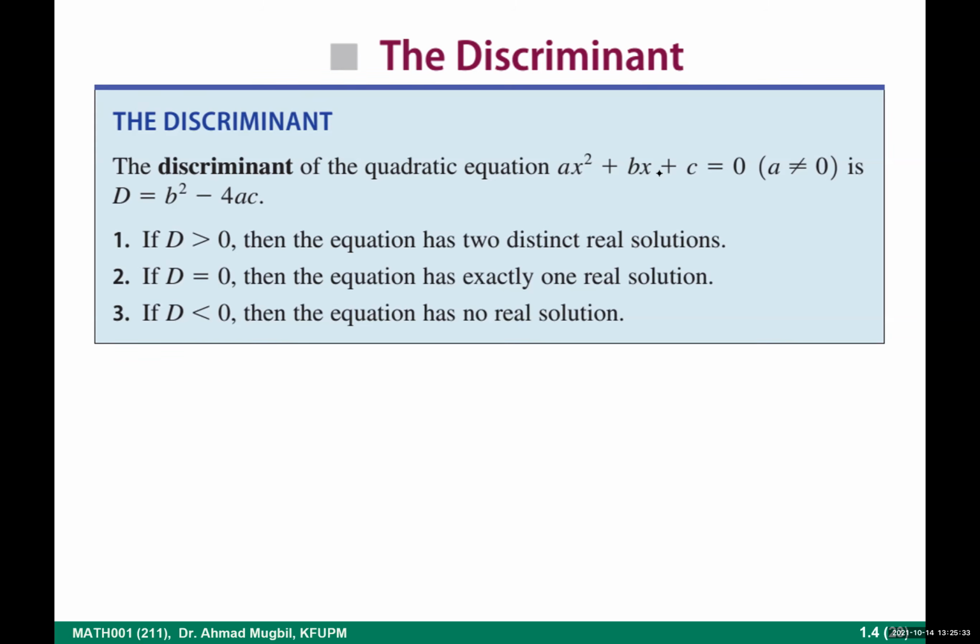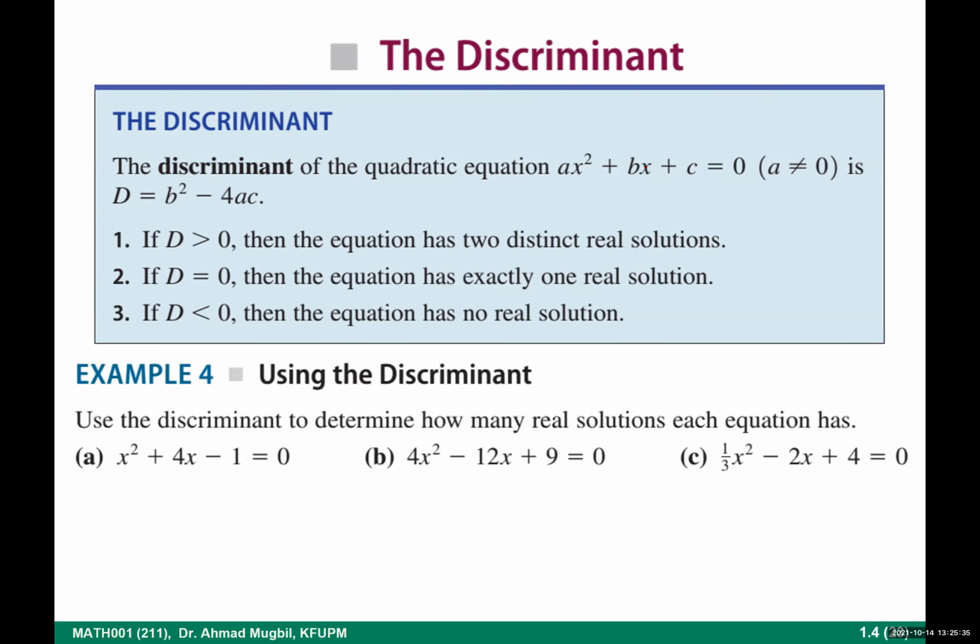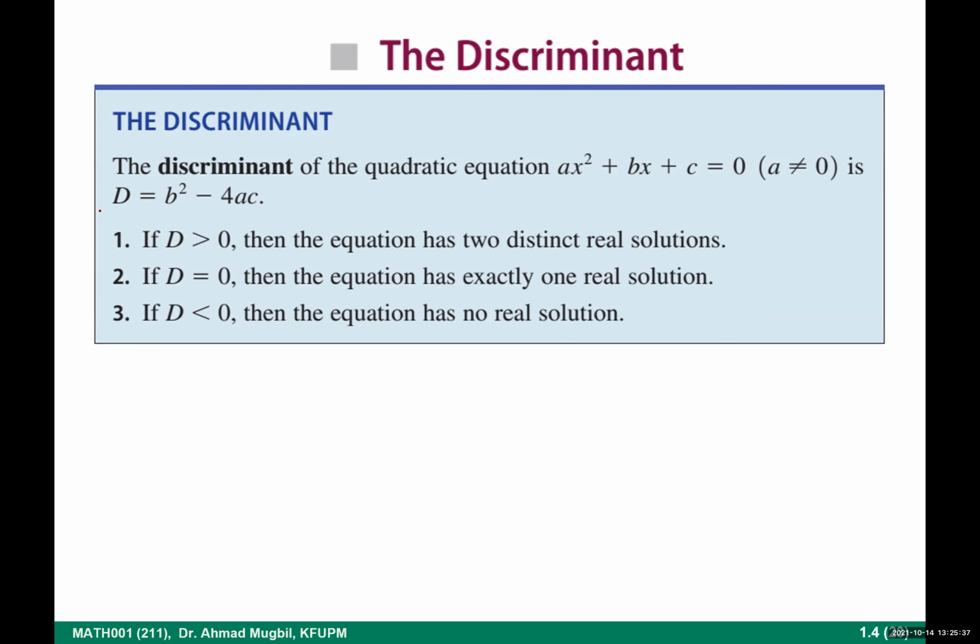So the discriminant of this quadratic equation, let's denote it shortly by D, is b squared minus 4ac. If it is positive, then the equation has 2 distinct, which is stronger than different, 2 distinct real solutions. If it is 0, it has exactly 1 real or 2 equal real solutions. If it is negative, it has no real solutions. It has, in fact, 2 non-real complex solutions.